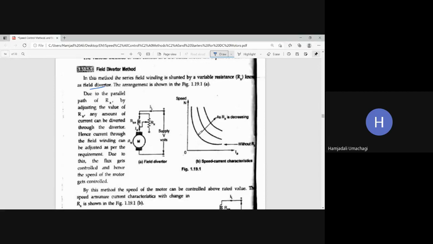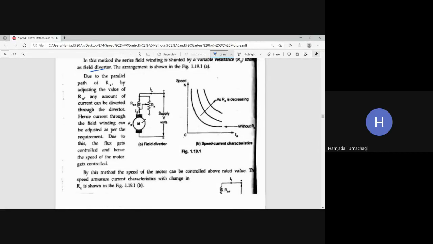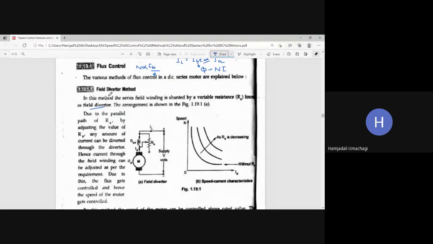You can see three curves here. This is the first speed curve, without adding Rx. If you add Rx by sliding this pointer, then the speed curve changes to this one. If you further add the resistance, then the speed changes to this one. This is how you can change the speed of the motor by controlling the field current. And this method is called the field diverter method, which is a part of flux control. Here we are controlling the flux itself.